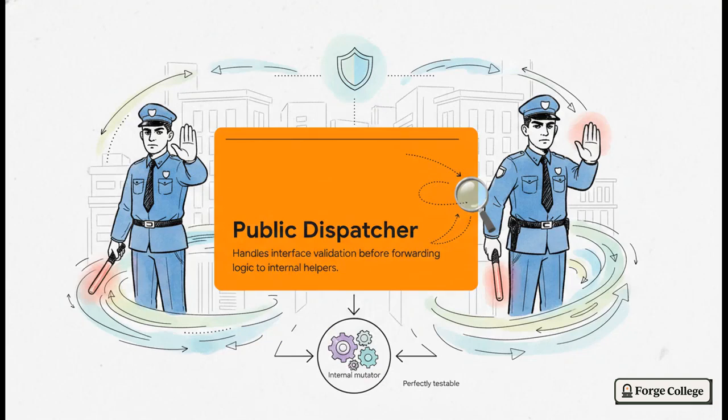And finally, we have the public dispatcher. Think of the public dispatcher as your strict traffic cop standing outside the building. This is a brilliant 2-layer pattern. It handles the interface concerns upfront, things like validating the user's access, checking requirements, maybe emitting events. Once the traffic cop clears the user, it forwards the request down to that internal mutator we just talked about. This keeps your internal business logic completely clean and perfectly testable.